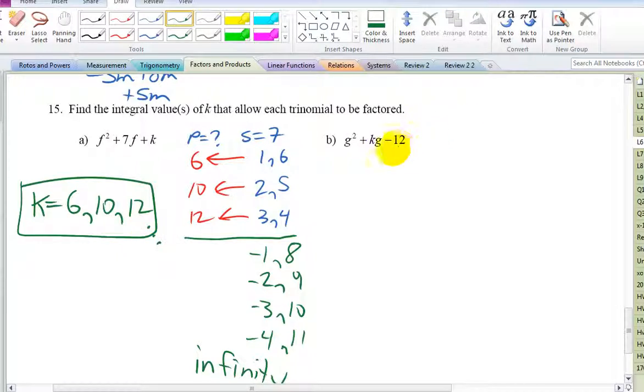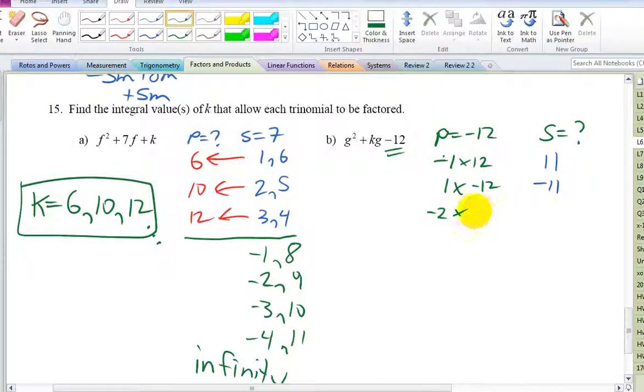Okay, next one. The product is negative 12. What numbers multiply to negative 12? And what do they add to? Okay, so negative 12 would be negative 1 times 12. What does that add to? 11. What's the next one we should do? No, 1 times negative 12. Well, you just switch your sign. What does that add to? Negative 11.